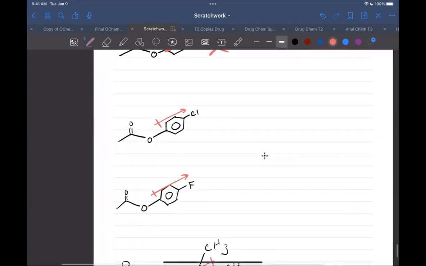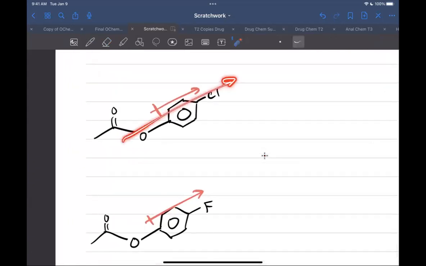So now let's look at electron withdrawing groups. Electron withdrawing groups pull electron density away, right? So this carbonyl carbon becomes more partially positive. The electron density is being pulled away.